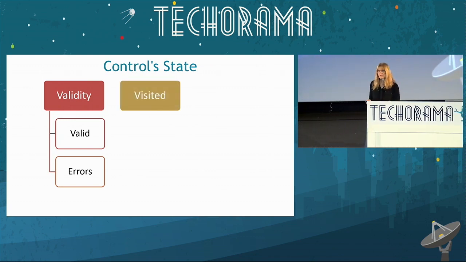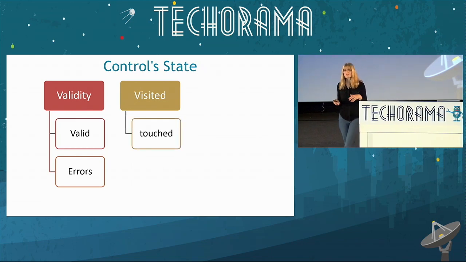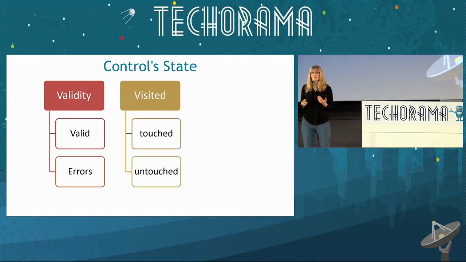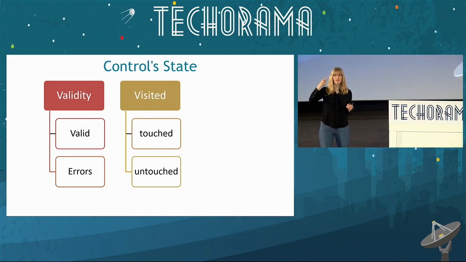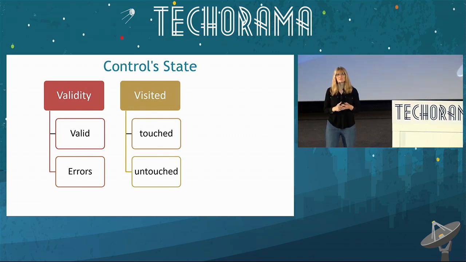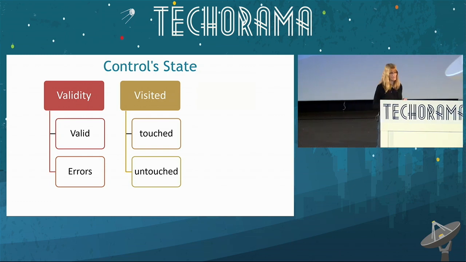It also has whether it's been visited, which is touched or untouched. And what that means basically is that the user has entered and left the field. Okay, if they're just in the field, it won't be marked as touched. They have to enter it and leave it, either through the mouse or through the tab, or actually physically touching it on a touch device.